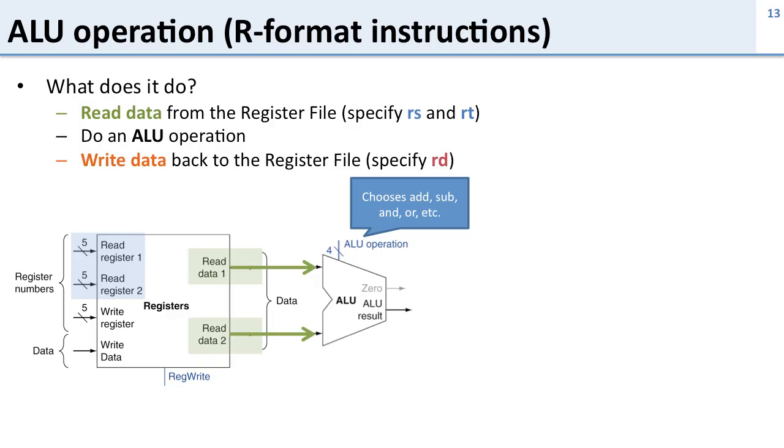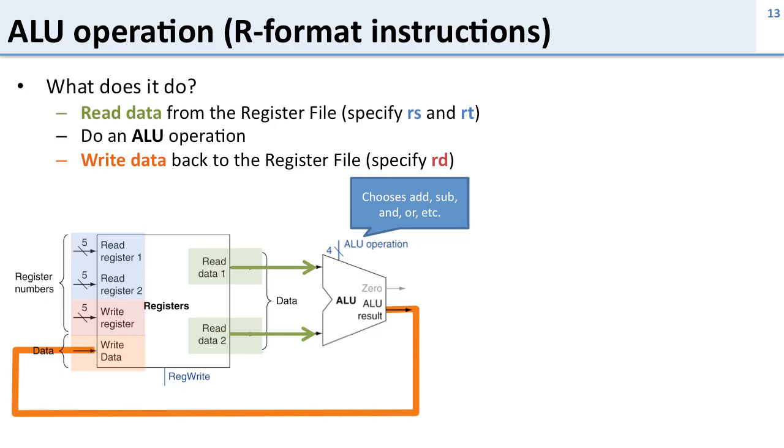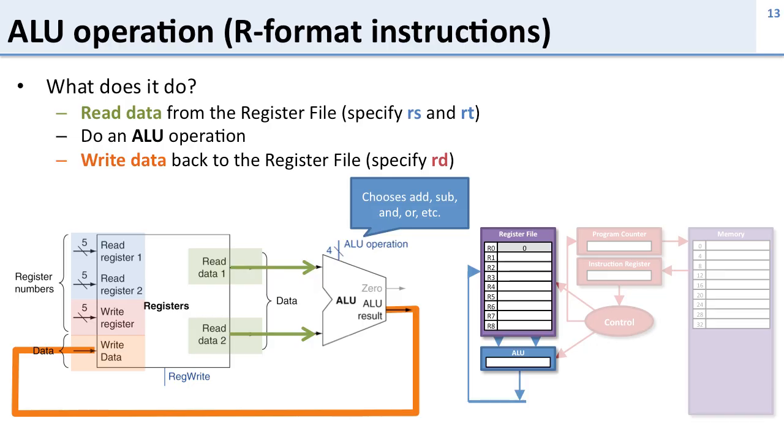Finally, we need to be able to write the data back into the register file. Remember, R format instructions specify an RD register, which is the destination where the data is written. So we need to be able to specify that into the register file, and then we need to take the data out of the ALU and write it into the register file. So this looks very similar to what we had in the ISA lecture. There we had a register file with two outputs going into the ALU and then writing back into the register file. So again, this should be very familiar.